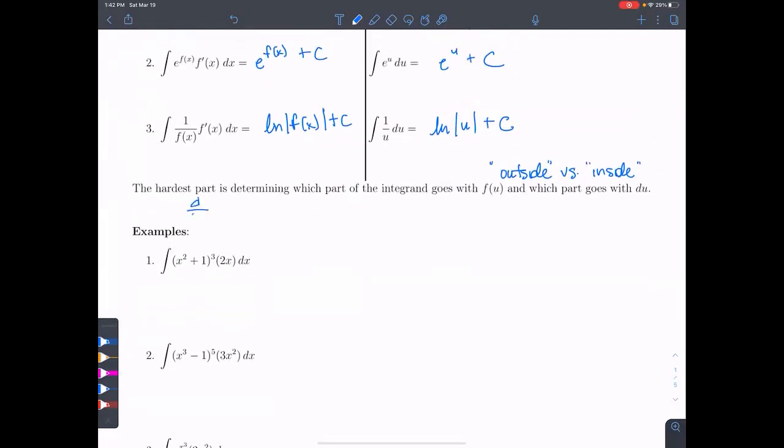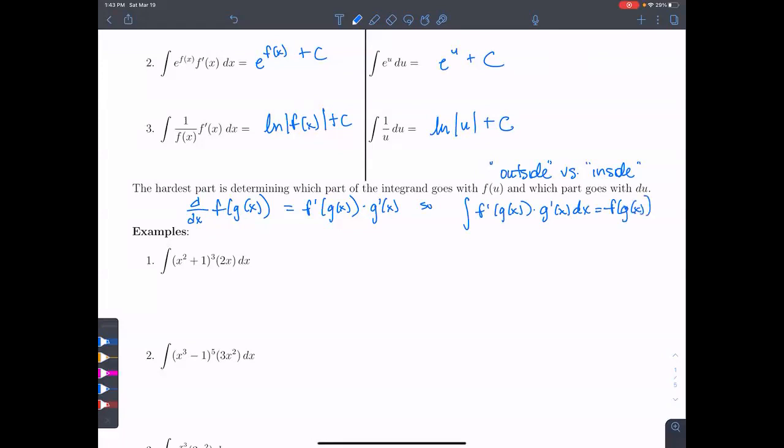The derivative d by dx of f of g of x, there's an outside and an inside function here, right? Is the derivative of the outside, leave the inside alone, times the derivative of what's inside. So it makes sense that you would take the integral of f prime of g of x times g prime of x dx and get f of g of x. Or in this case, we're going to look at the integral of f prime of u du, and this would be f of u.